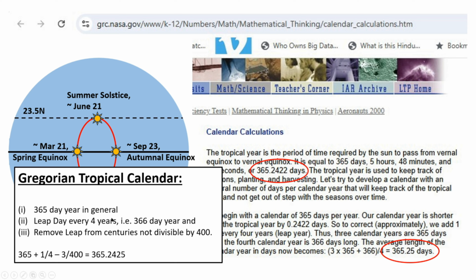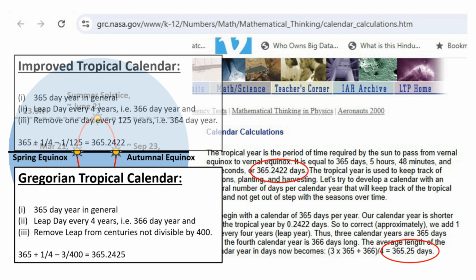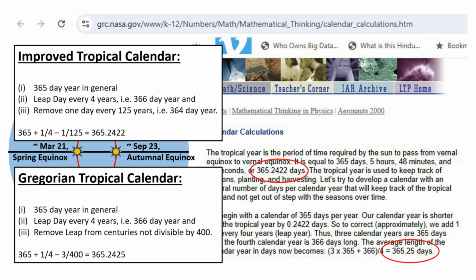And over the long term, it will have an accuracy of 365.2425. So even this is not exactly 365.2422. There will be a slight error. So now this is the improved tropical calendar, where we'll get exactly 365.2422. So normally all the years will have 365 days, and the second step is the same, the leap day. Every 4 years there will be a leap day, or 366-day year.